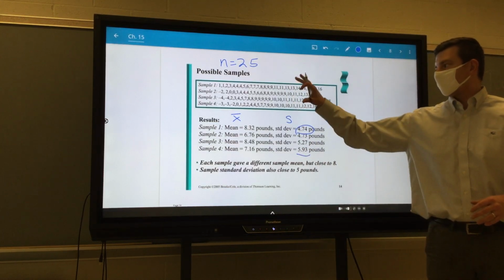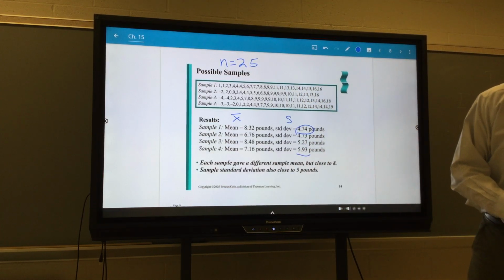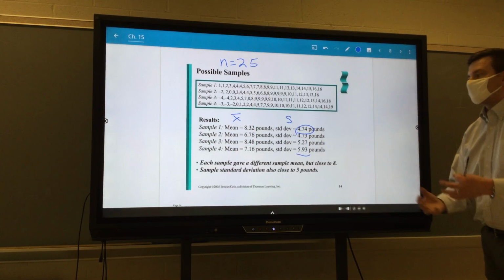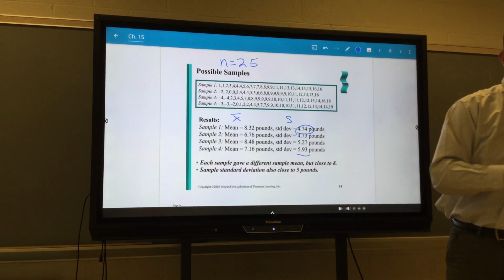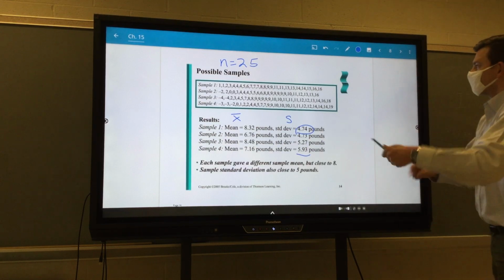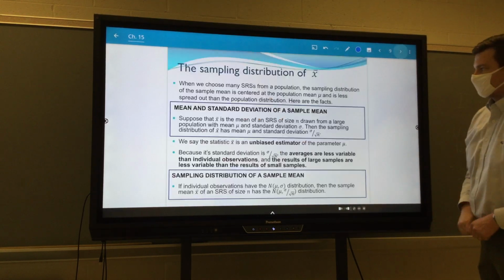Now, here are our 4 samples. We want to be able to use this data to say something about our population. So we'll come back to this example in a few minutes.